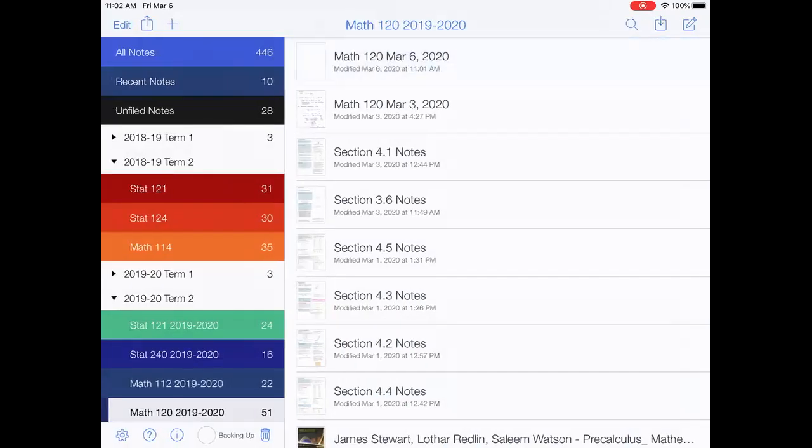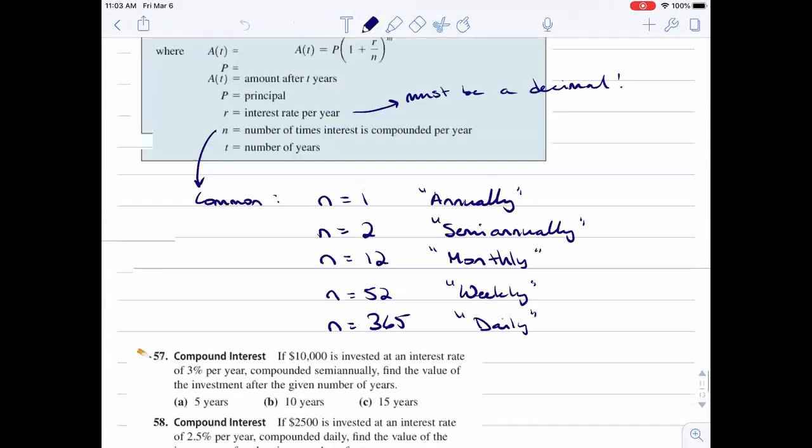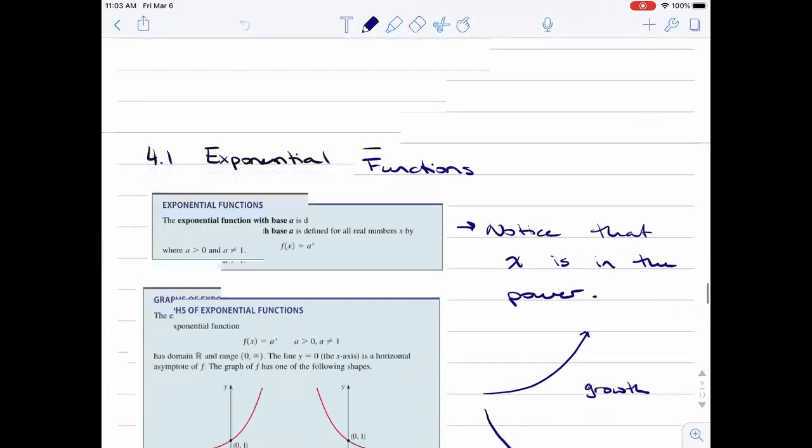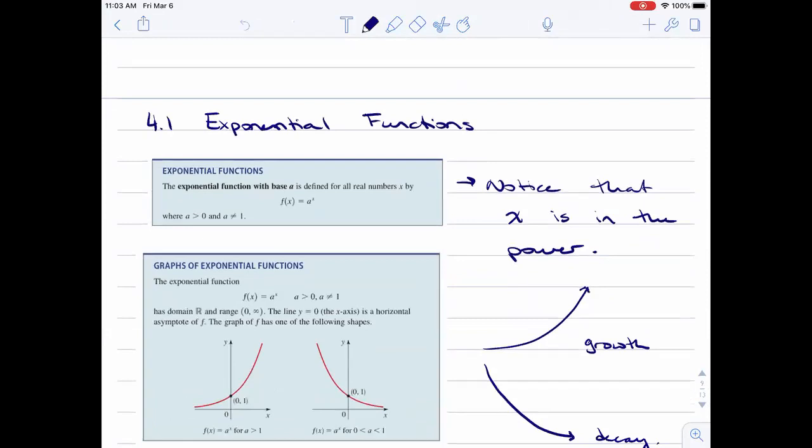So let's see here. Last day we finished that graphing question, right? Kind of tricky. There's lots of components. And then we started on exponential functions.